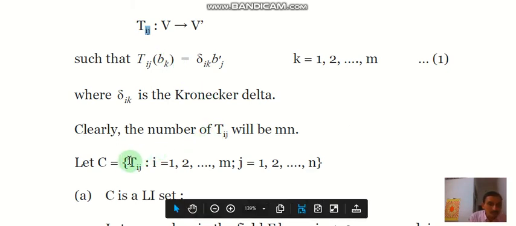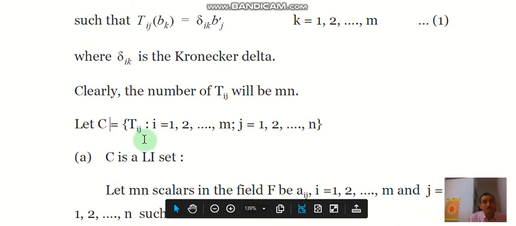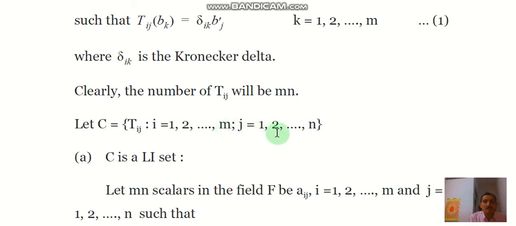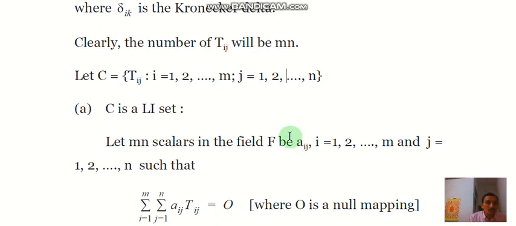Now we consider this set. Let C equal the set of mappings Tij, with i varying from 1 to m and j varying from 1 to n. We will try to prove that this is a basis of Hom(V, V'). For a basis it should have two properties: first, linear independence, and second, the spanning property. First we see that C is a linearly independent set.